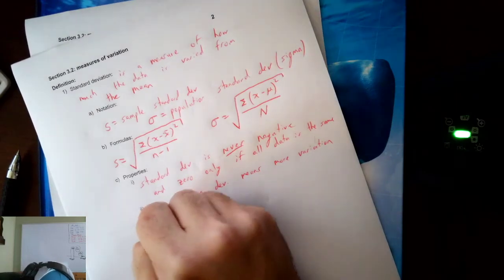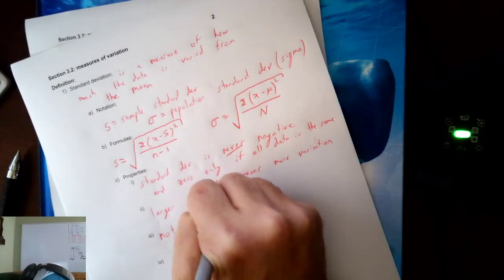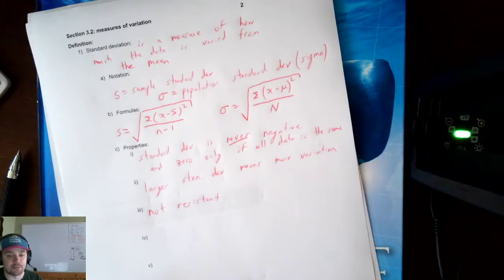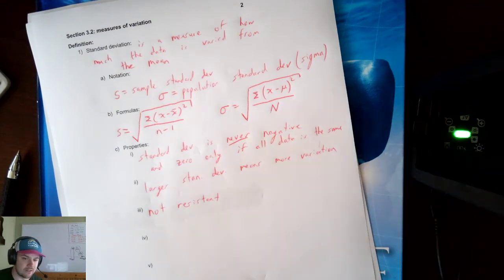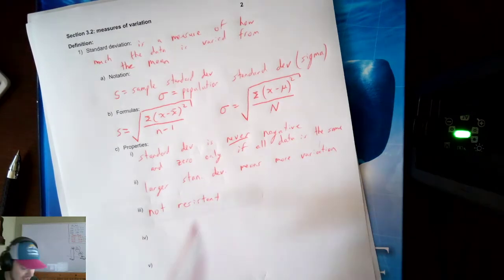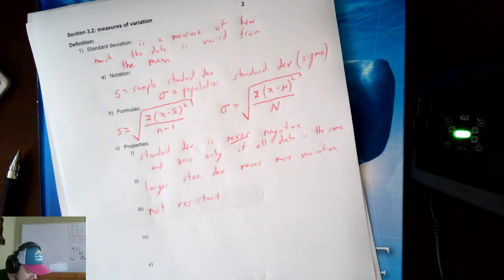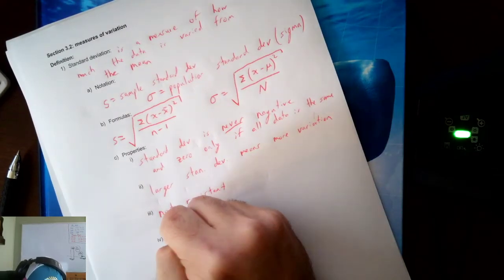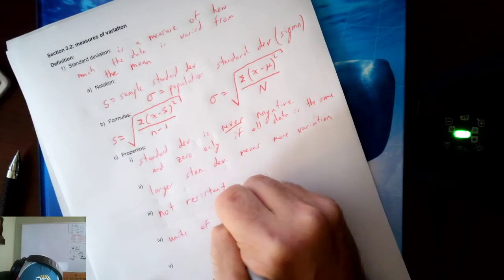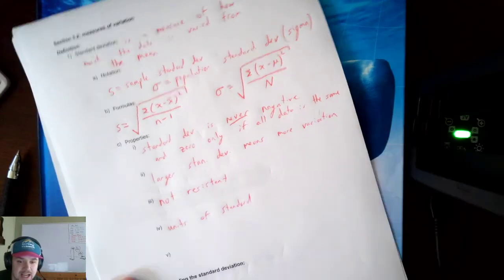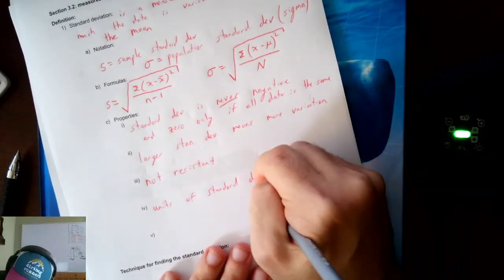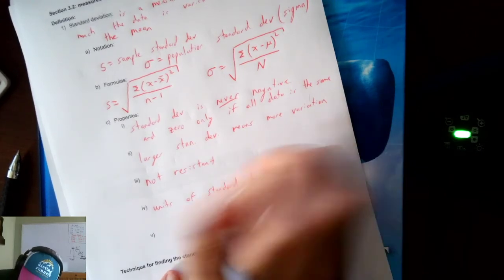The standard deviation is not resistant. Outliers actually have a pretty powerful effect on standard deviation. Not as much as on range. Range obviously gets more affected by outliers, but outliers still affect our standard deviation a little bit. So make sure you're aware that outliers can affect your standard deviation. It's not resistant, right? Next, the units of standard deviation. When you put units on your answer, the units of standard deviation match the units on the data.